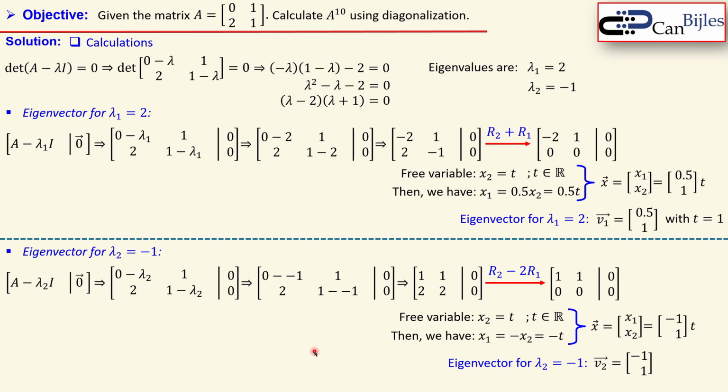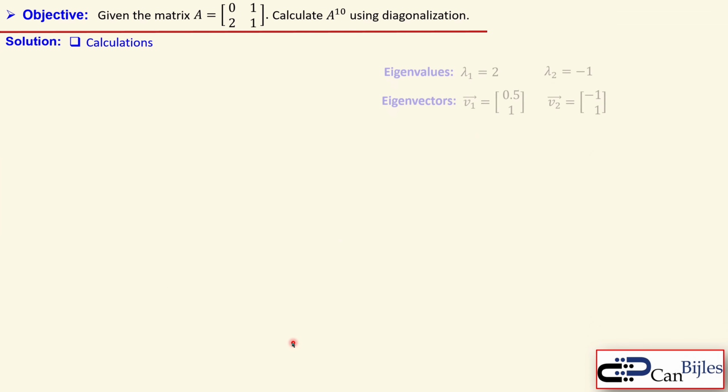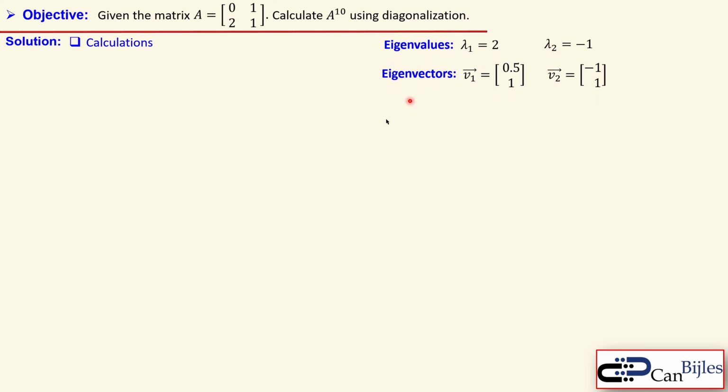Okay, now we have everything we need in order to go for the diagonalization. We have the eigenvalues and the eigenvectors. Okay, let's collect them here together. Eigenvalues and eigenvectors. Now we set up our eigenvalue matrix and eigenvector matrix.